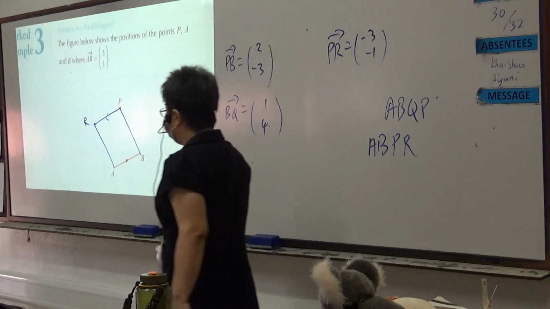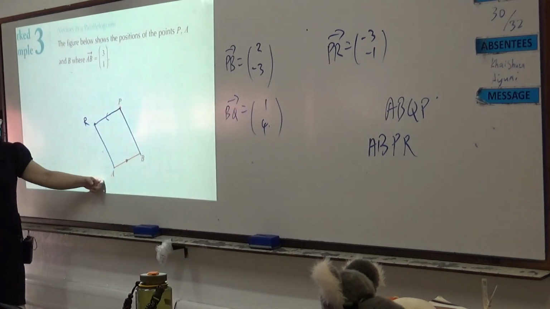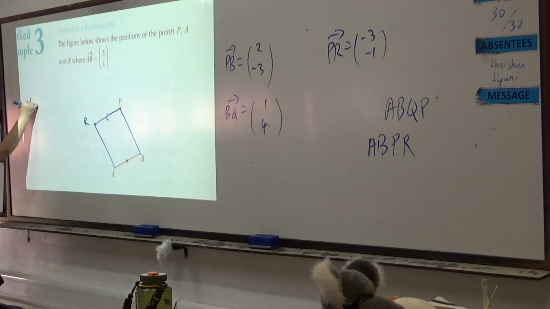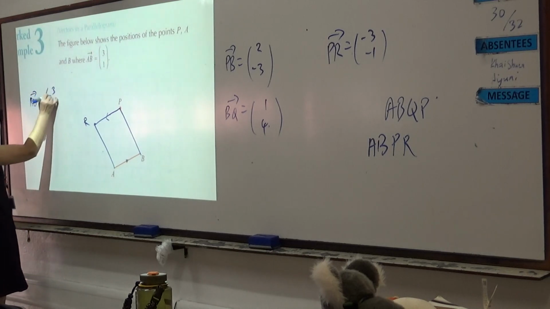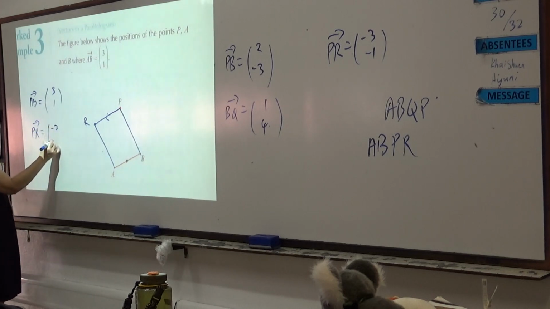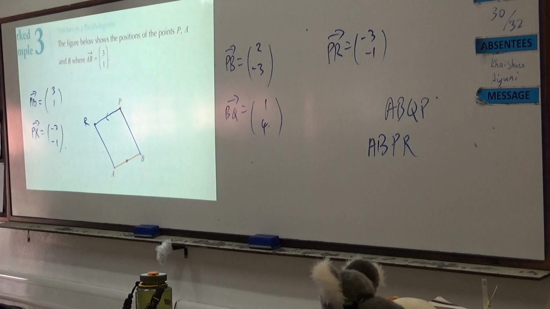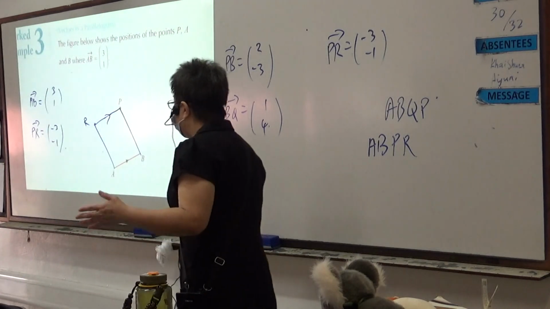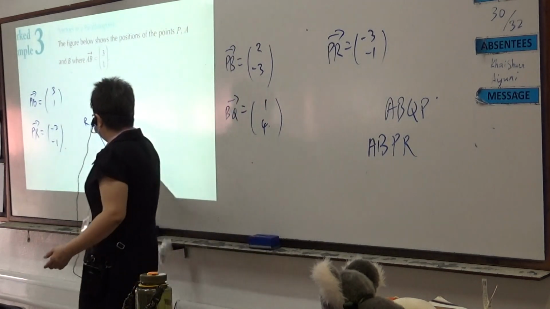I want to point out something here. Do you agree that AB and PR are actually parallel? But they are in what? Opposite direction. Now, can you tell me the magnitude of AB? (3, 1). What's the magnitude of PR? (-3, -1), right? Can you see it's the opposite? What if I don't want PR, I want RP? Then it will be (3, 1). Can you see? Because they are parallel and opposite until they are the same.